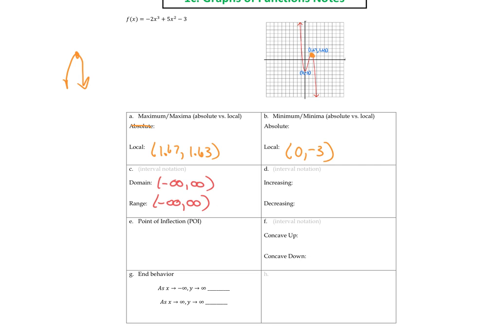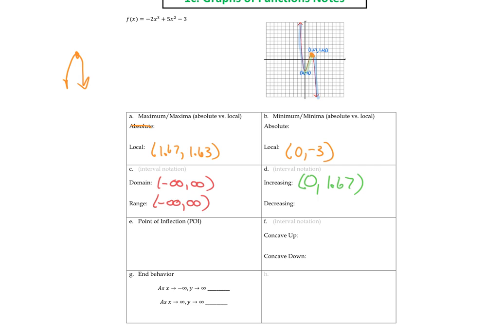Now we're going to go to increasing and decreasing. When I'm thinking about something increasing or decreasing, I'm thinking about the parts of this graph that left to right, they're going up, and that is this piece right there. So what that tells me is I'm increasing, and we use the x-coordinates here, and that is increasing from 0 to 1.67.